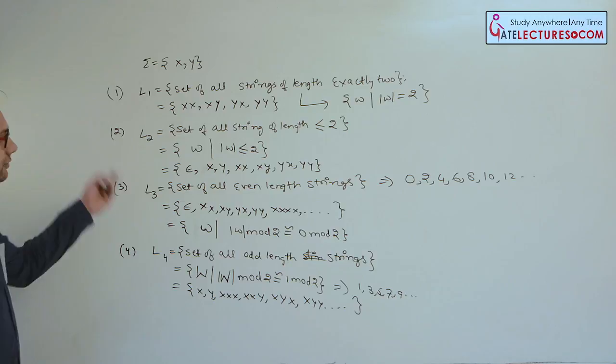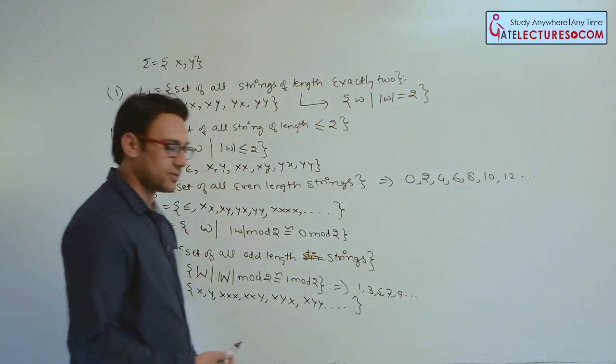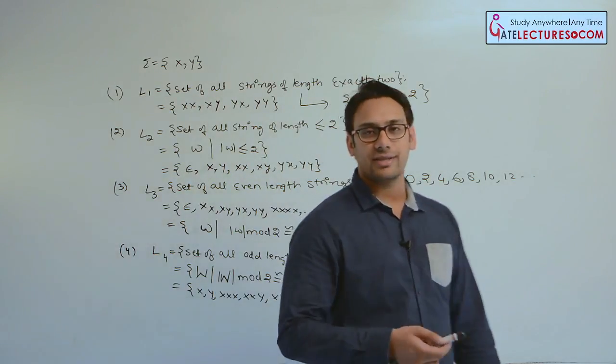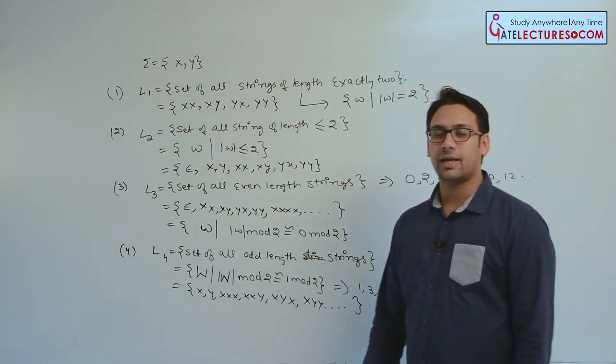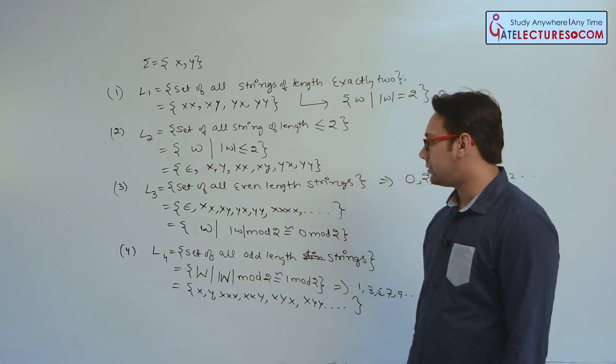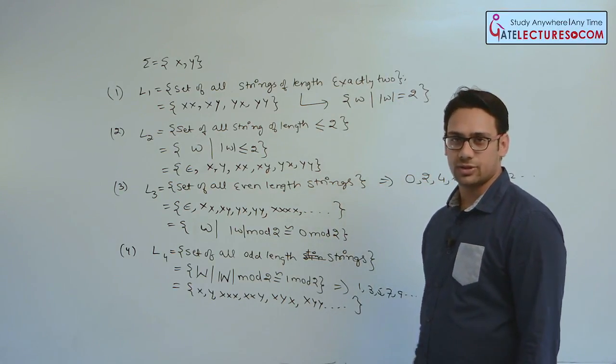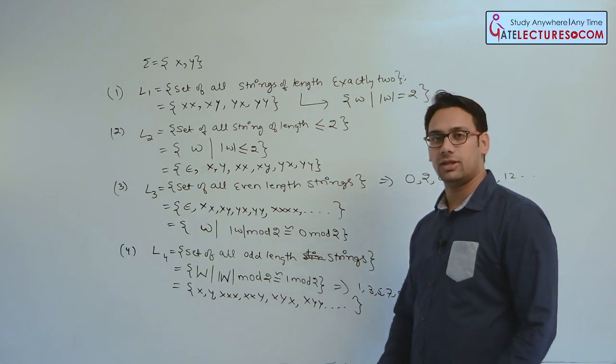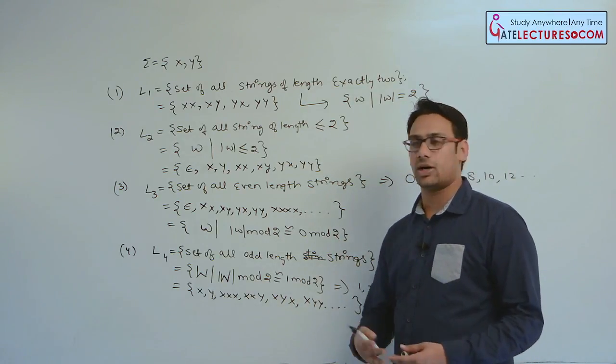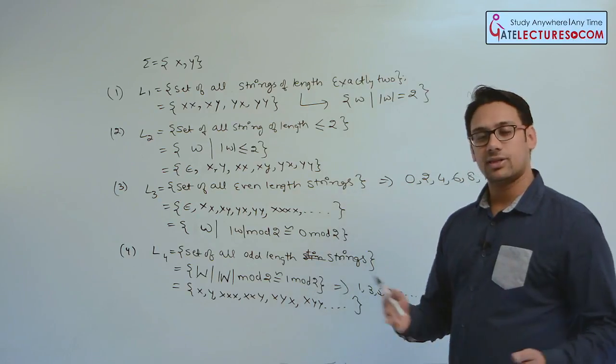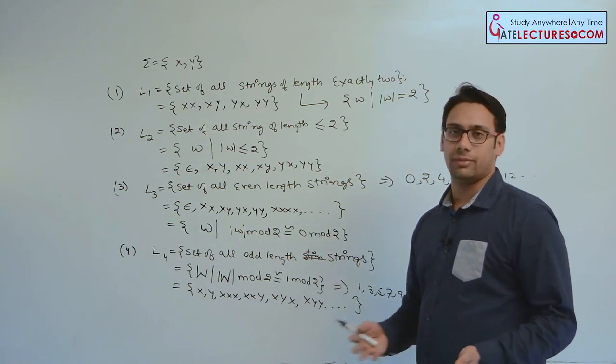Fine. So these are the four languages which we have defined in this case. Now let us take a few more examples of languages. I will be taking approximately 10 to 15 examples of languages. By the end, it will be clear to you what the languages are and how we define languages in a mathematical manner.